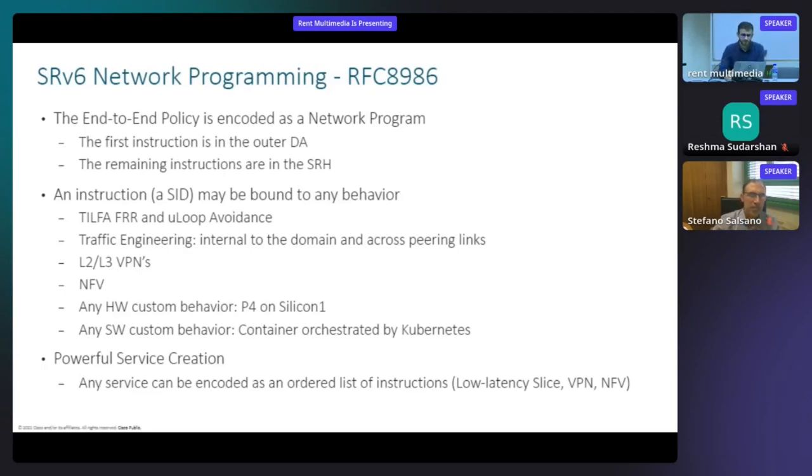And the network programming is already a proposed standard in RFC 8986. So any end-to-end policy is encoded as a network program. The network program has a set of instructions, and each instruction we call it segment ID, or SID for short. And this SID can be bound to any behavior. So I can use the SID to deliver a fast reroute. I can use it to encode a micro loop avoidance. I can use the SID to deliver traffic engineering. I can use the SID to deliver any kind of layer two or layer three VPN.